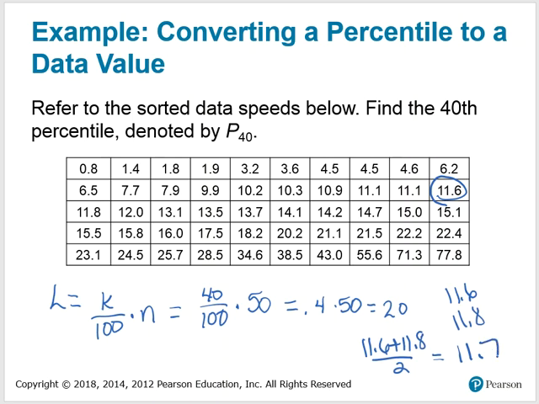So we would say the 40th percentile is 11.7. Notice it's a little bit different, and it's all in that idea of whether you rounded or not when we're dealing with percentiles.